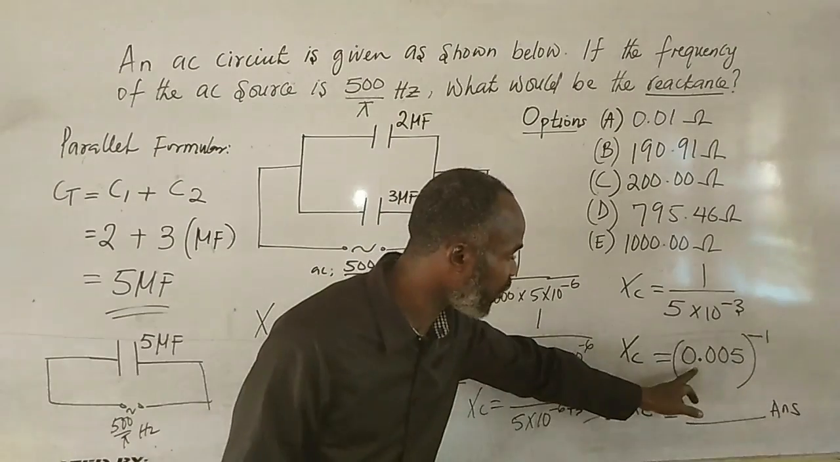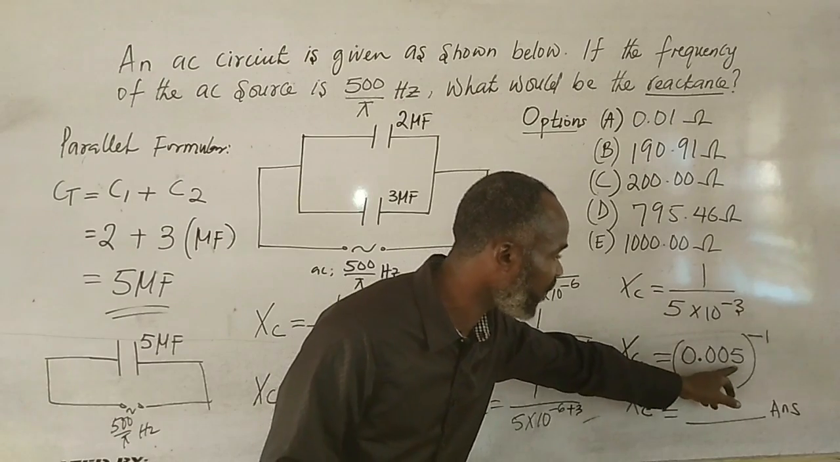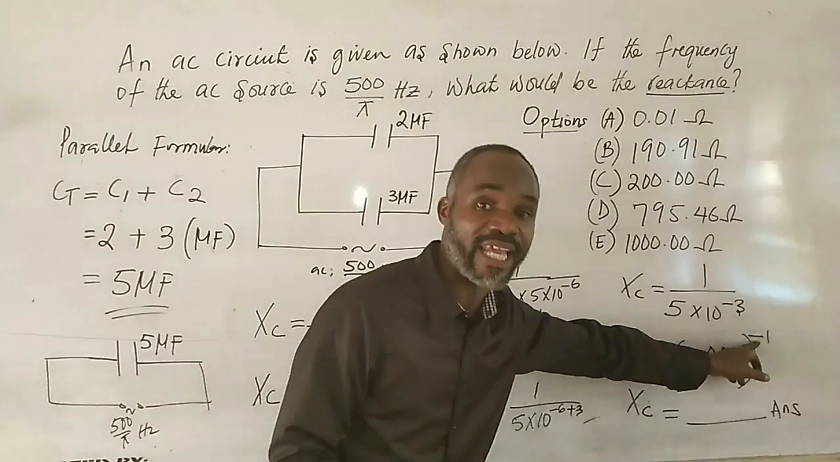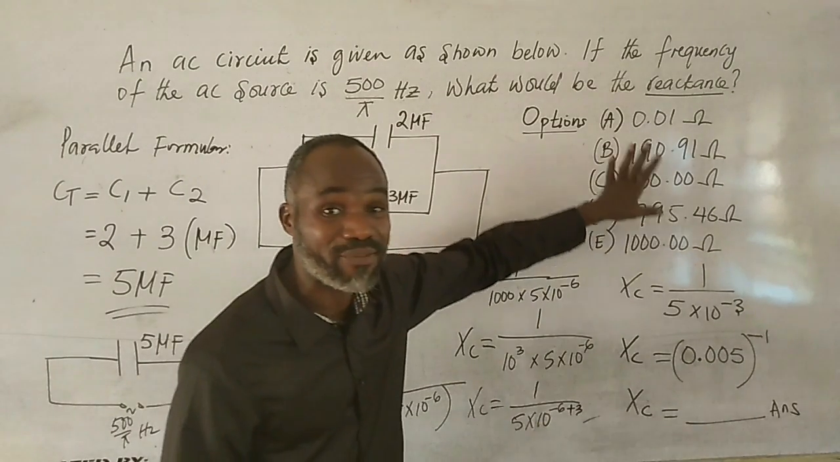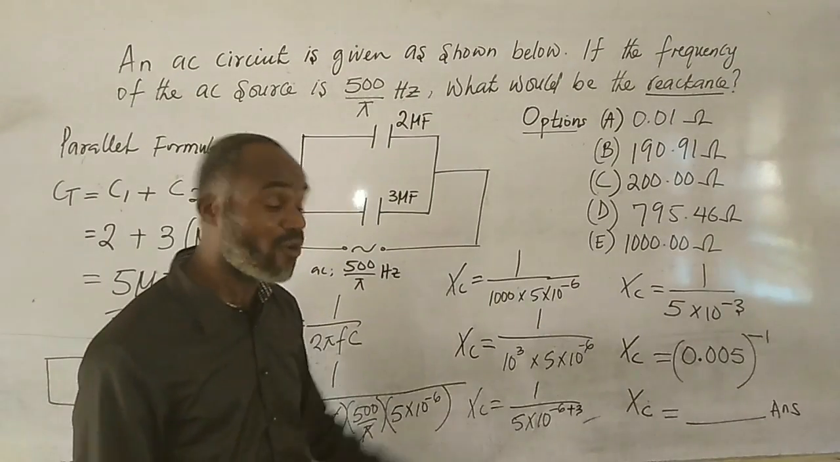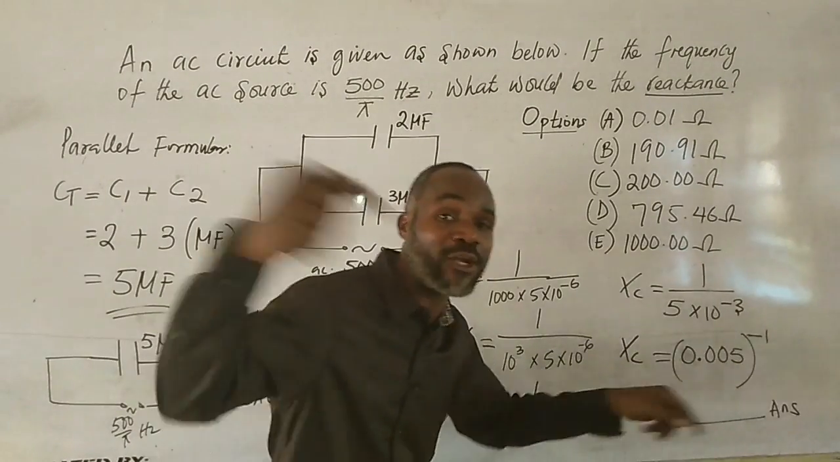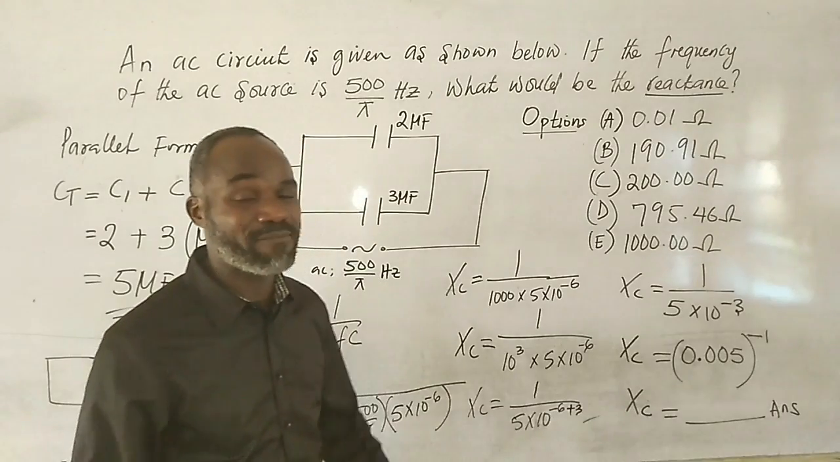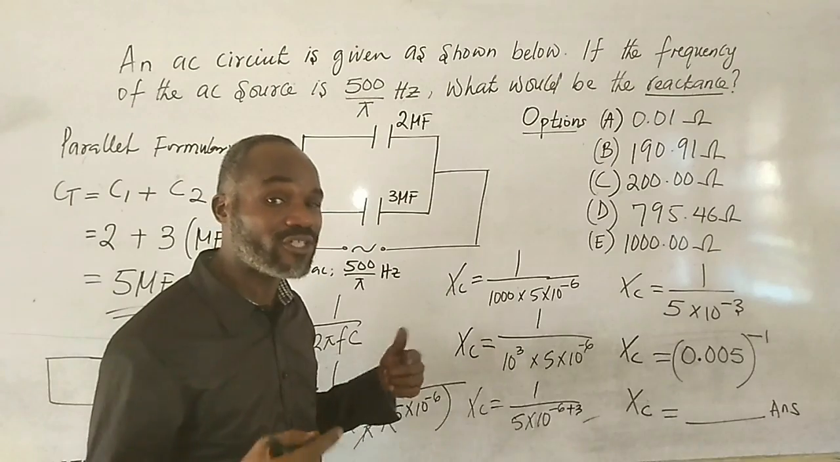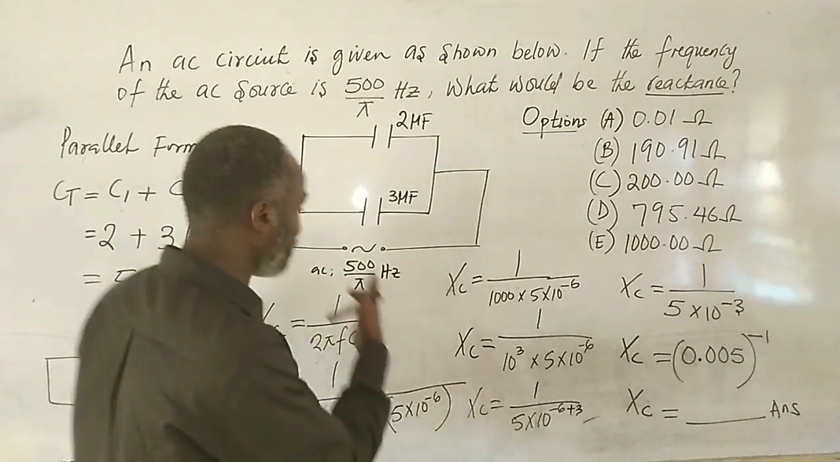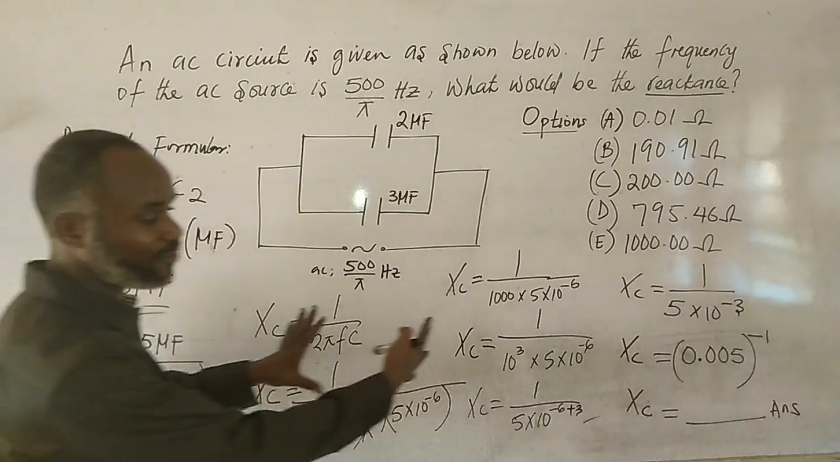Find the inverse of 0.005. It should be somewhere here. It's already looking at me. So confirm it and put it in the comment section. When you do that, that means you have really understood the steps that I have taken to arrive at this point.